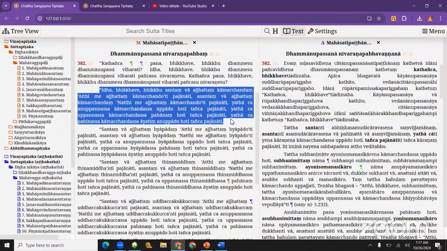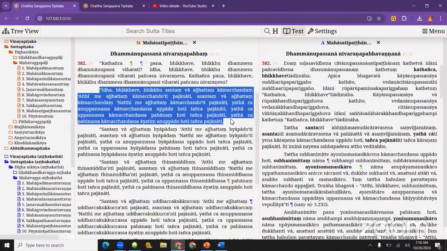And the third one is yathā ca anuppannassa kāmacchandassa uppādo hoti tañca pajānāti. What is the meaning? He understands how there arises sensual desire that has not yet arisen within him.